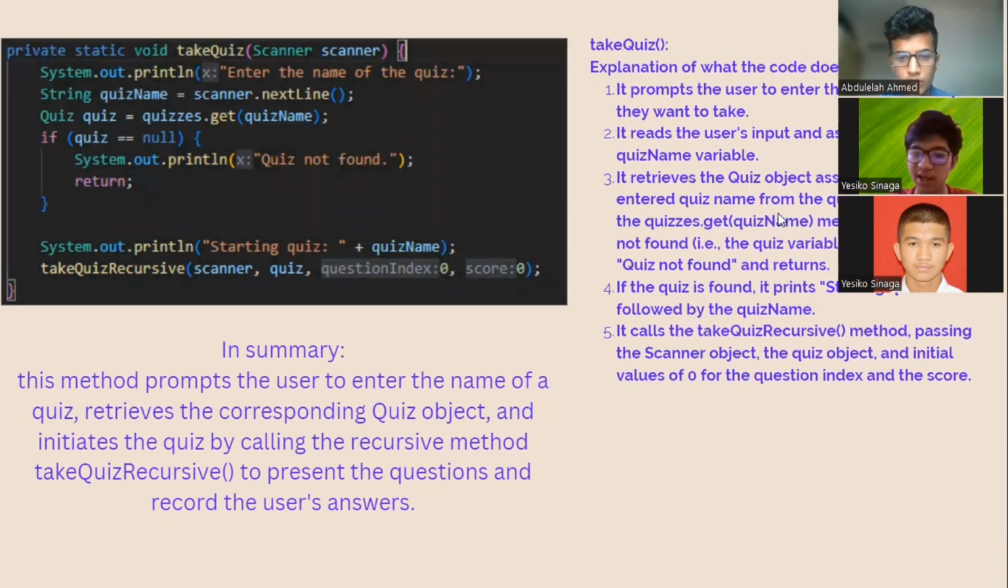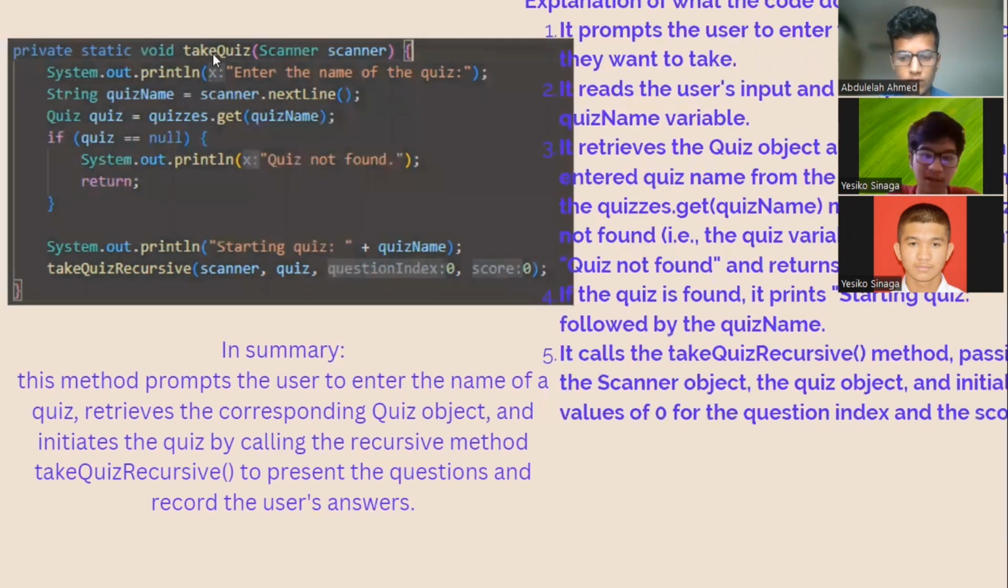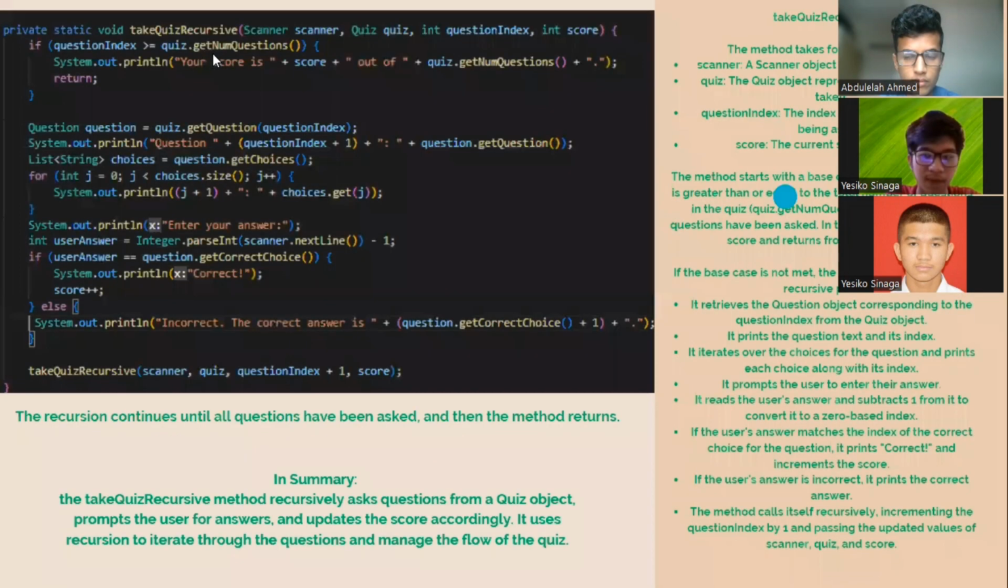Take quiz recursive. Scanner object used to read user input. Quiz, the quiz object representing the quiz being taken. Question index, the index of the current question. The method starts with a base case. If the question index is greater than or equal to the total number of questions in the quiz, get num questions, it means all questions have been asked. In this case, it prints the final score and returns from the method.